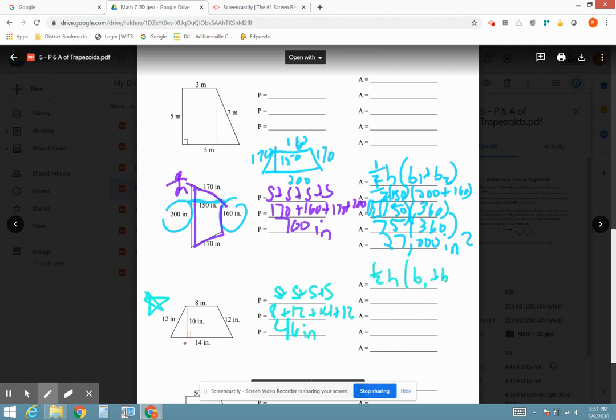Area, 1/2 height, base 1 plus base 2. Remember, bases are parallel. The height is 10. Bases are 8 and 14. So I have 1/2 of 10 times 22, or 5 times 22, which is 110 inches squared.